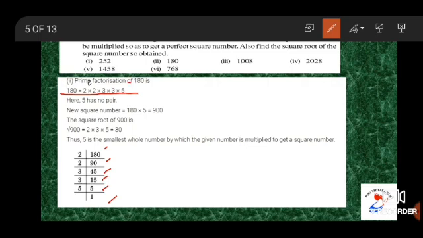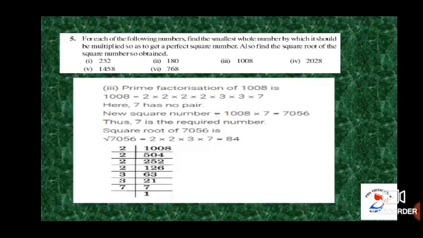Here the number 5 is not in pair. So, we have to take the number 5 and multiply it with the question. That will give you the result as 900. Now, you have to find the square root of 900. So, square root of 900 is equal to 2 into 3 into 5, that is equal to 30. Let's move on to subdivision 3.